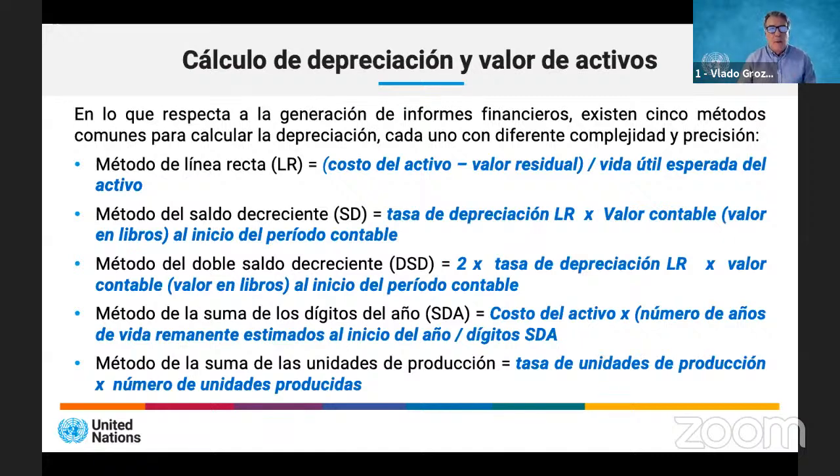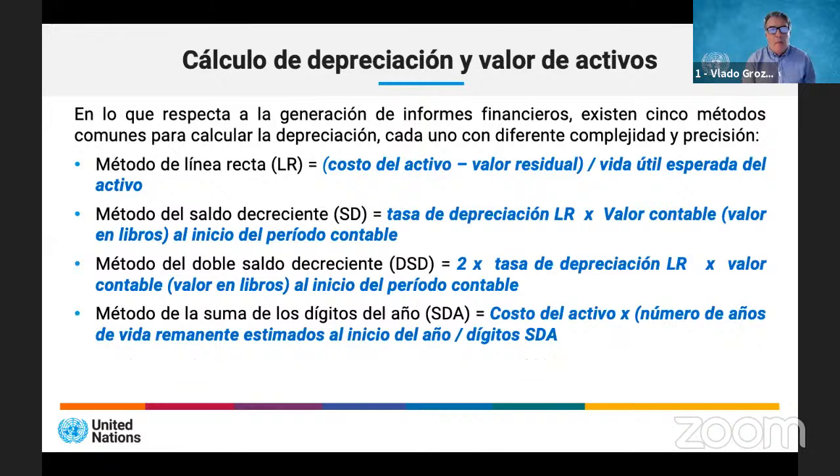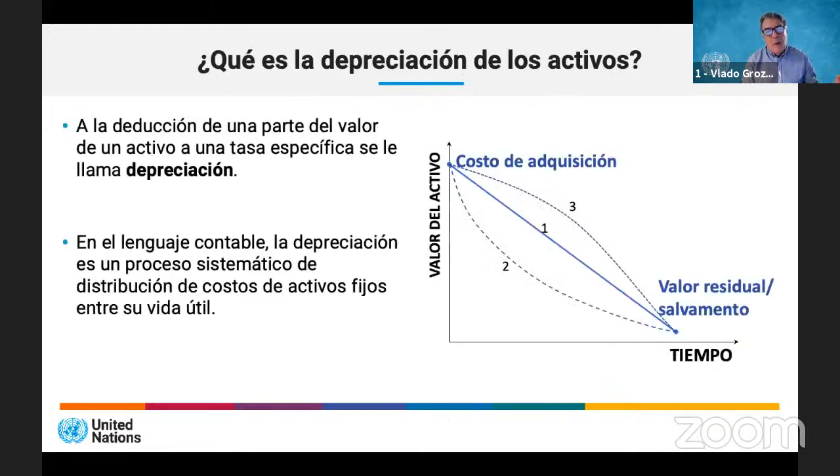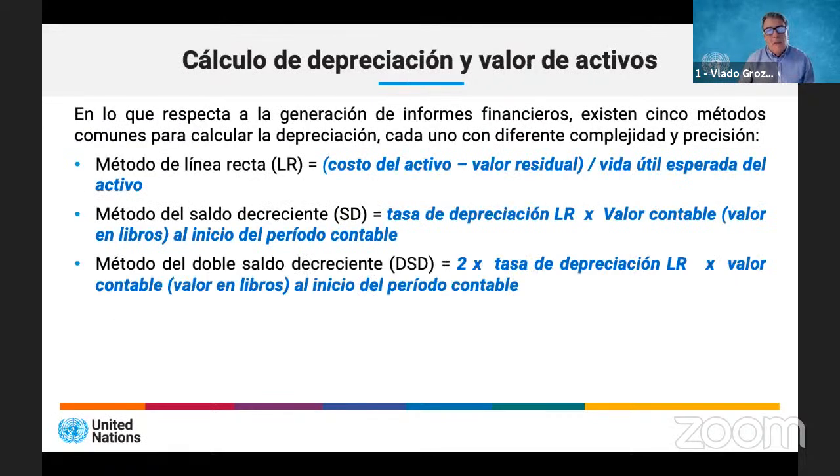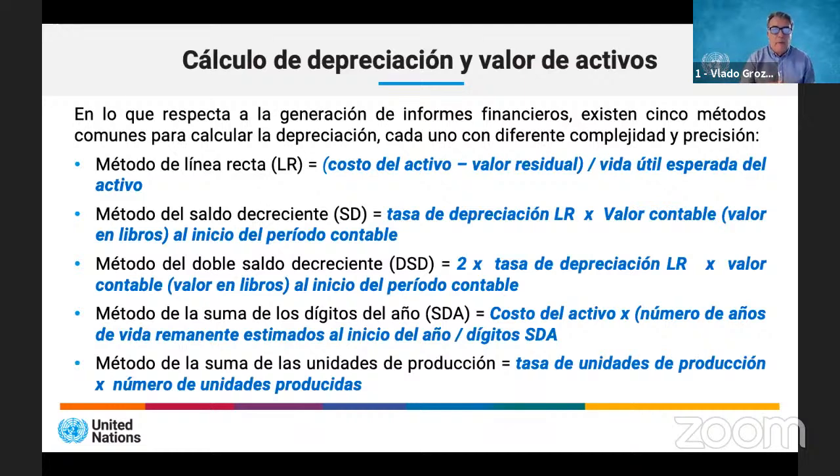Then we have the other method, which is called diminishing or declining balance. You can see in the literature that it is very similar to the straight line method. At the beginning, we use the straight line rate and multiply that by the book value from the beginning of the previous accounting period. The third one is the double declining balance method, which doubles the previous one. For example, if we have a 20% depreciation calculated by declining balance, now we're going to have 40%, which is double.